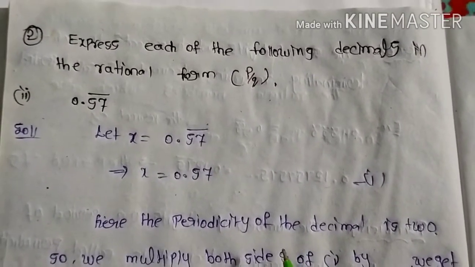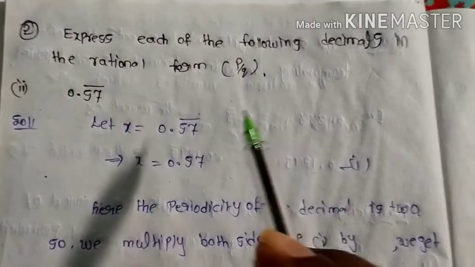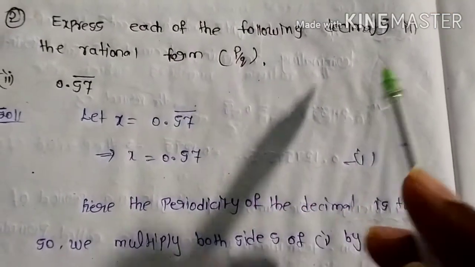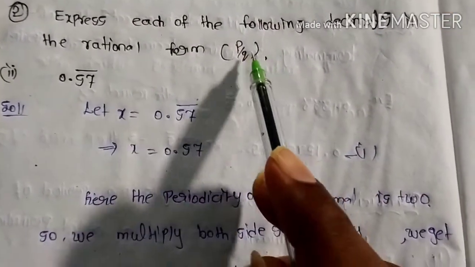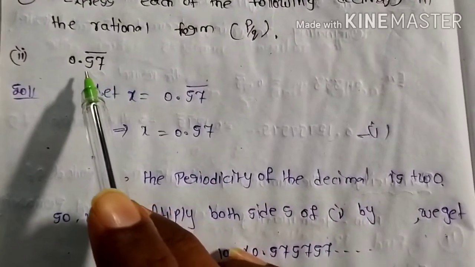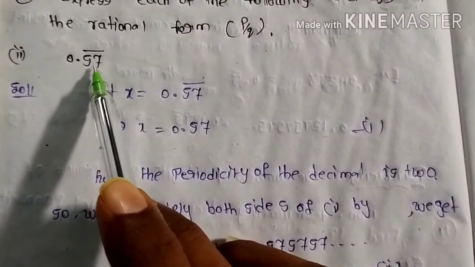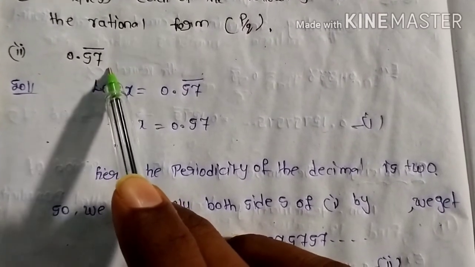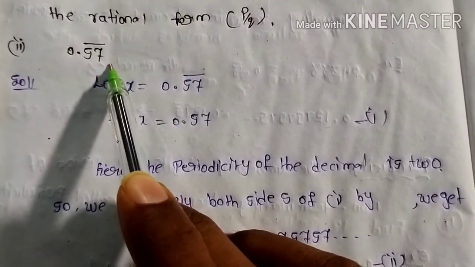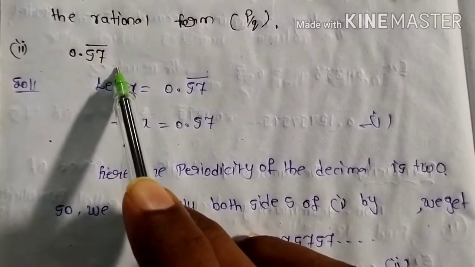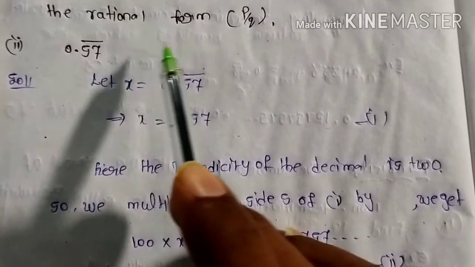Now you can see here exercise 1.3 question number 2. Express each of the following decimals in rational form, that means p by q. Already they have given 0.57 bar. That means here 5 and 7 are repeating digits. Yes or no? Already we have discussed it. This is a non-terminating recurring decimal.